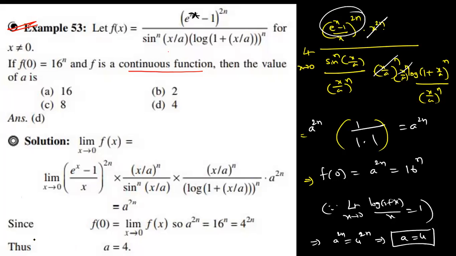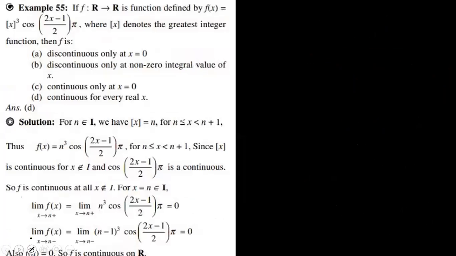See the next question. How do you approach? Dear students, see, f maps R to R is a function. f of x is equal to the integral part of x cube into cos of 2x minus 1 by 2 into pi. Tell me whether it is continuous or discontinuous. Option A, B, C.